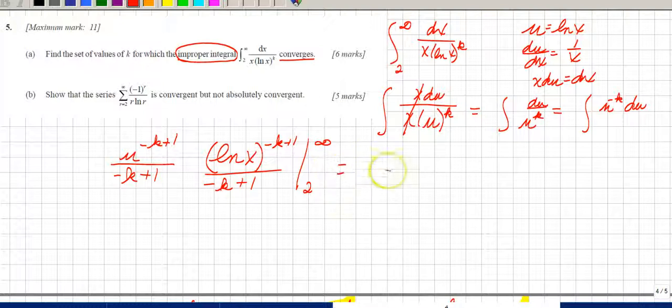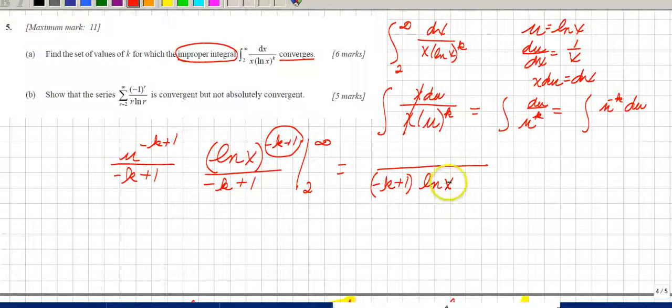And I'm going to rewrite this a little bit different. See that negative k plus 1, if I flip the numerator to the denominator, remember what that does is it changes the power from a positive power to a negative power. In other words, the negative k plus 1 is already down there in the denominator, and when I flip ln x, it's going to make the signs of that power the opposite, so it becomes k minus 1.